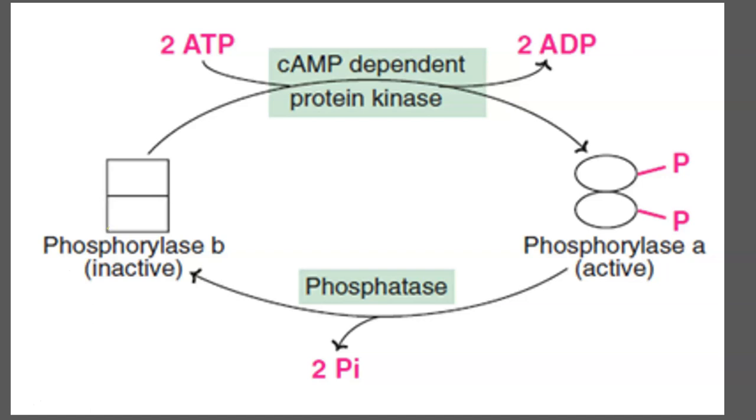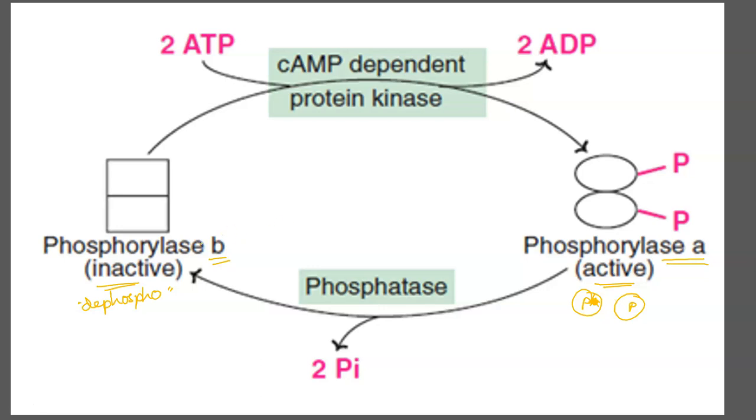This figure very clearly illustrates what I said. The glycogen phosphorylase enzyme exists in two forms, glycogen phosphorylase A, which is the active form, and glycogen phosphorylase B, which is the inactive form. The inactive form is the dephosphoenzyme. Dephosphoenzyme means it does not contain phosphate groups, whereas the active form contains phosphate groups. That is why it is the phosphoenzyme.